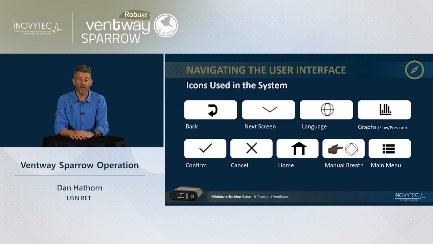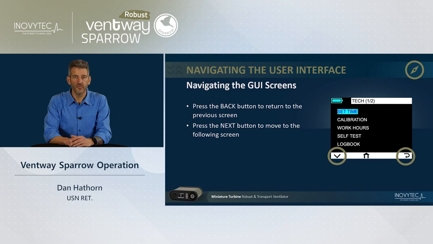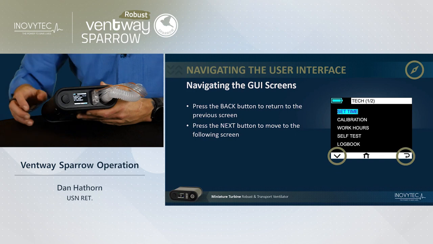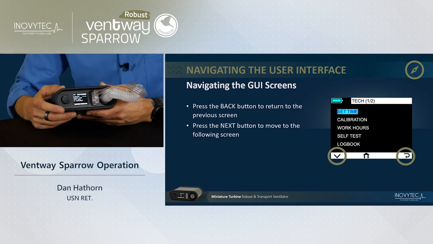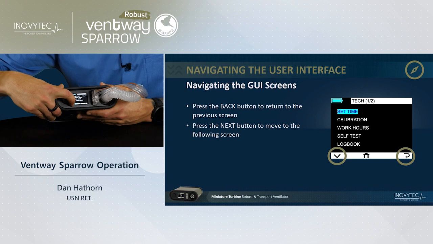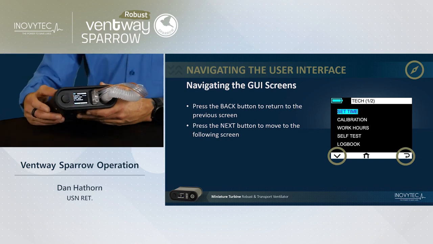These are the most common icons you'll see on your display screen as you navigate the Ventway Sparrow. Navigating the screens. Press the back button to return to the previous screen. Press the next button to move to the following screen. You'll see I've highlighted the back button, the curved arrow at the bottom here, and over on the other side, down here in the left-hand corner, is the next button.